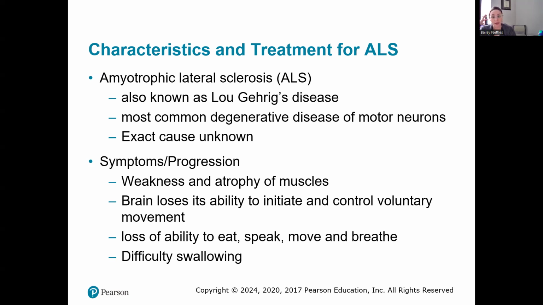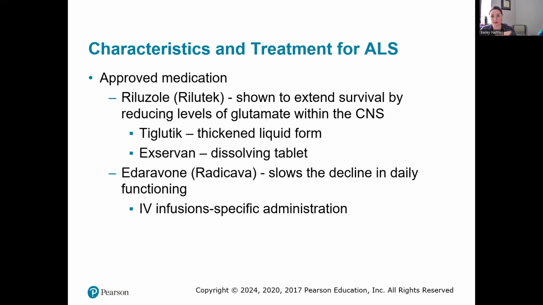Okay. So if my brain is slowly atrophying, I'm going to lose the ability to initiate and control voluntary movement, lose the ability to speak, lose the ability to eat, have difficulty swallowing, not be able to move, not be able to breathe on my own. Okay. It is slow weakness of all muscles, okay?